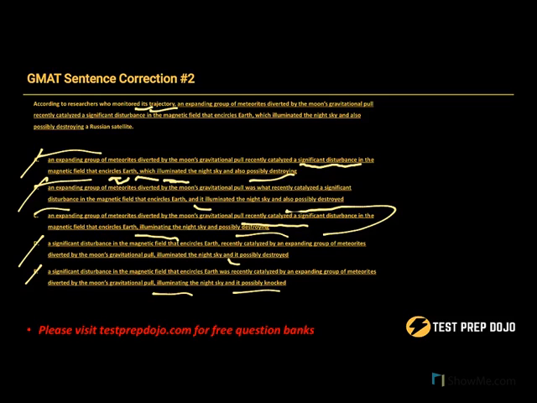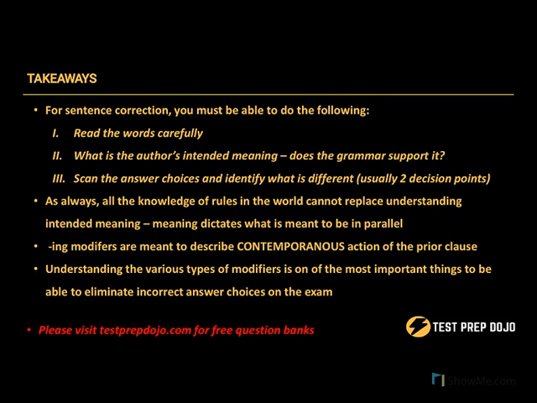So good sentences. Again, know the system. Nothing that you memorize in terms of rules can replace the understanding of the author's meaning. Know what the meaning is. Know based on the meaning what should be in parallel. Understand ing modifiers. They modify the action of the prior clause, and they convey this notion of contemporaneousness or simultaneousness with the action of the prior clause.